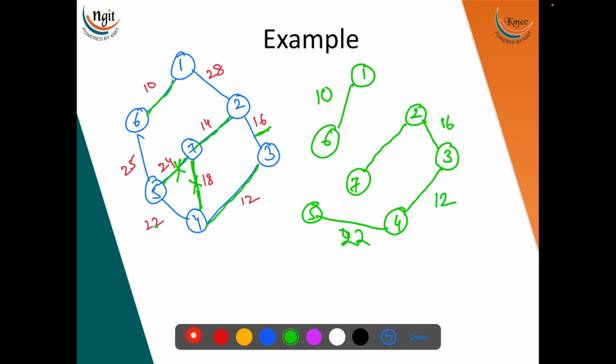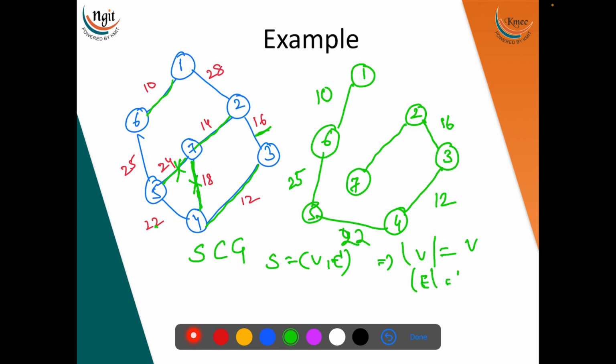Now the next least cost is 25. Now I am taking 25. As far as the spanning tree is considered, S should be a subset of the main graph, and S is equal to V comma E dash. V is the number of vertices, and the number of edges is the number of vertices minus 1. How many vertices do you have? 7 vertices. So the number of edges should be 6: 1, 2, 3, 4, 5, 6.